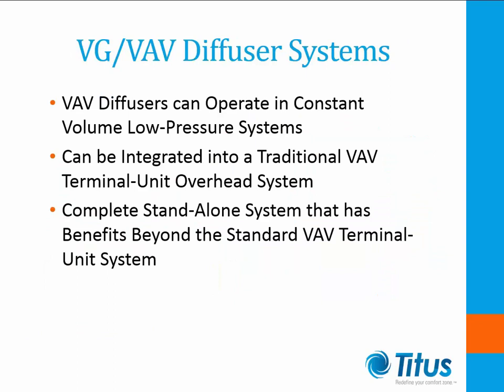A few considerations to keep in mind when designing systems with variable air volume diffusers are: first, variable air volume diffusers operate at low pressure. Second, variable diffusers can be used to complement traditional systems, leading to additional flexibility. Third, VAV diffusers can make a small standalone system that has some advantages over traditional VAV boxes with fixed diffusers. In the next slide, we will see some of the possible advantages with VAV diffusers.